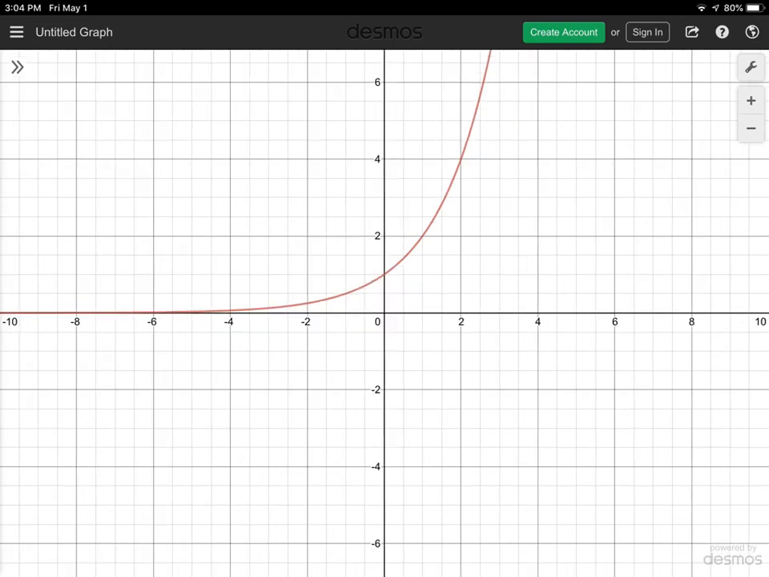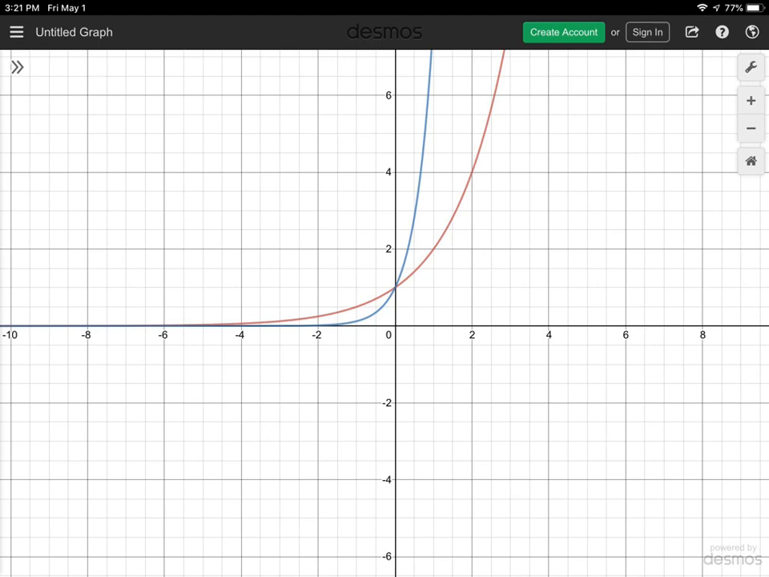Alright, so now we're going to get into some of the horizontal transformations. We start off again with f at x being equal to 2 to the power of x. And here we introduce our new g at x, our blue function, that is showing a horizontal compression. So what we see are our points are being drawn in towards the y-axis.